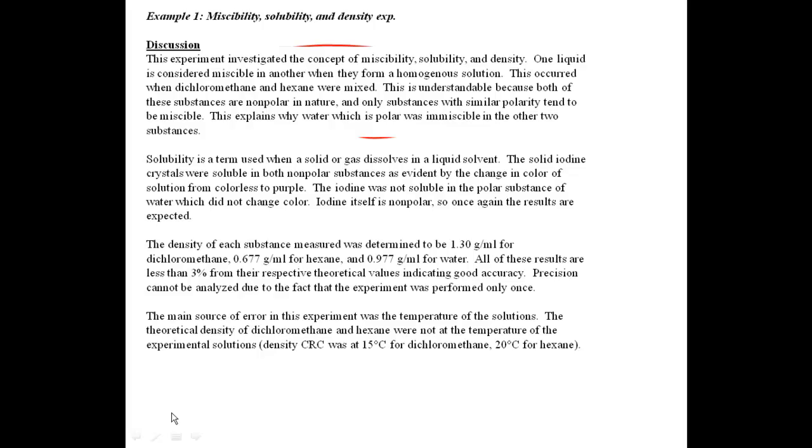Here in this example, the main source of error in this experiment was the temperature of the solutions. The theoretical density of the dichloromethane and hexane were not at the temperature of the experimental solution. The density from the CRC was at 15 degrees C for dichloromethane and 20 degrees C for hexane. So they did the experiment at room temperature, which was not the temperature of the density they were comparing to for their percent accuracy. That's a source of error in their results. I want you to think about the error. I'll give you more detail on how to think about error in the next example I have.